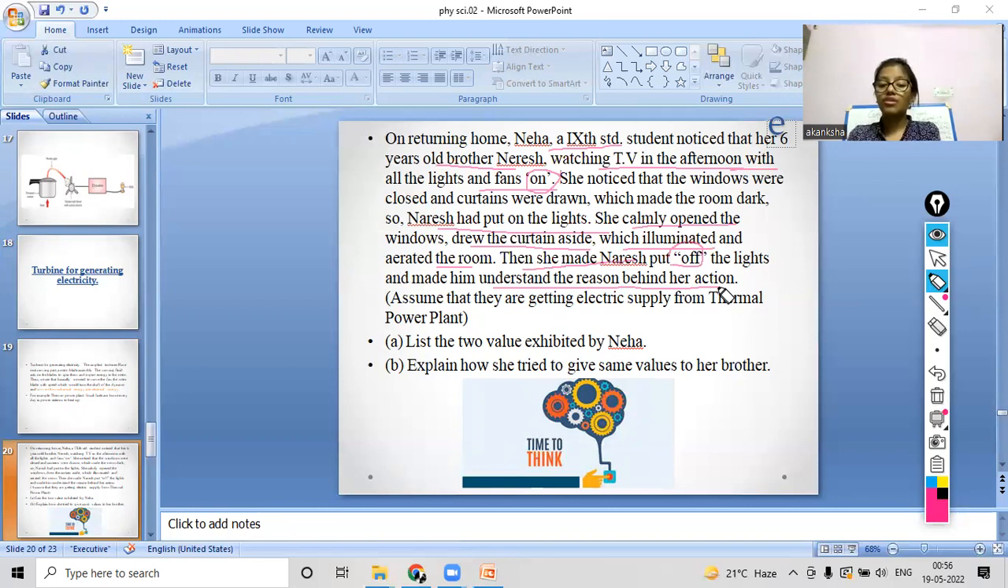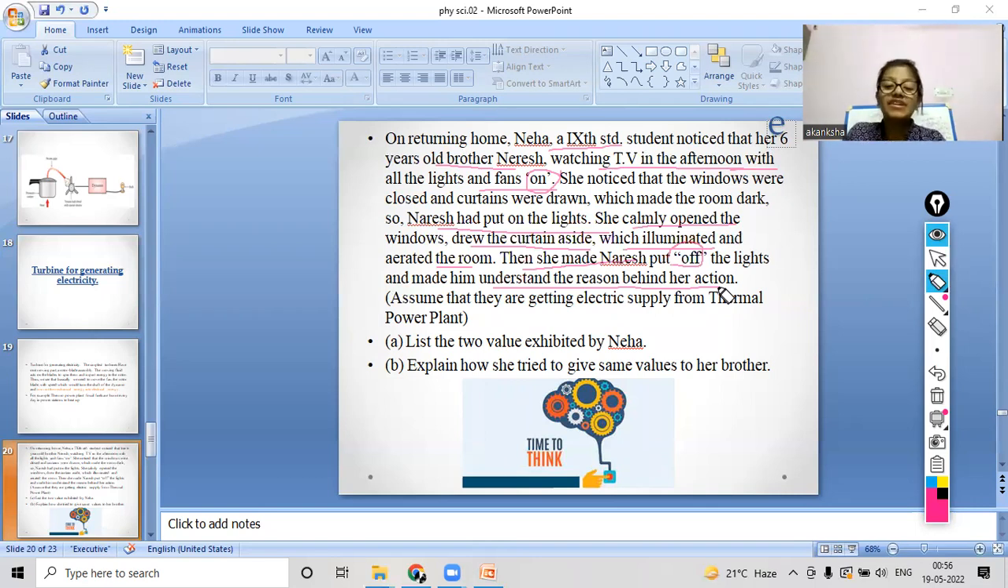So now, the first question is: list the two values exhibited by Neha. What are the two moral values that Neha showed? You can write in the comment box below. I will give you 5 seconds and then we will discuss both the questions.